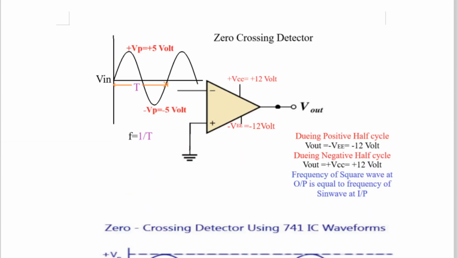Now we'll go to one more application of the op-amp, which is called the Zero Crossing Detector. Now it is an open loop again. Here this op-amp is used such that at the inverting input pin we have applied a sine wave. What is the voltage of the sine wave? Peak voltage Vp is 5 volt and minus Vp is minus 5 volt. Means peak to peak how much? 10 volt. Peak to peak 10 volt.